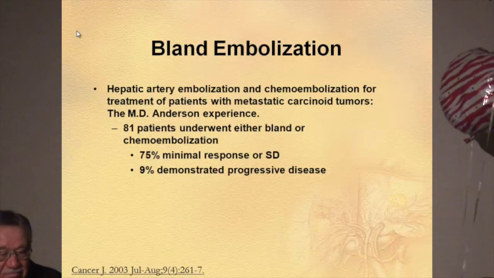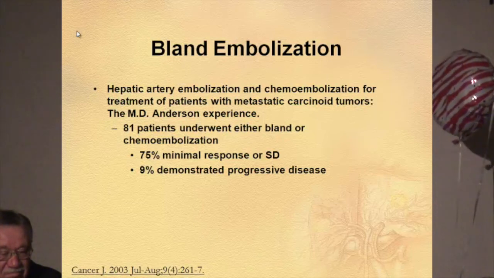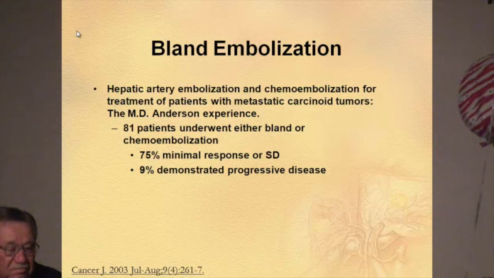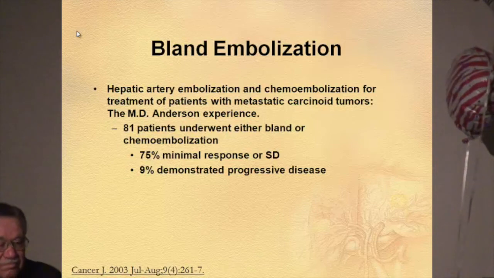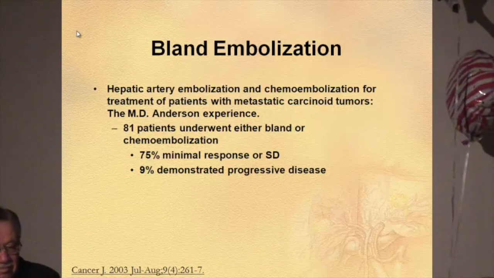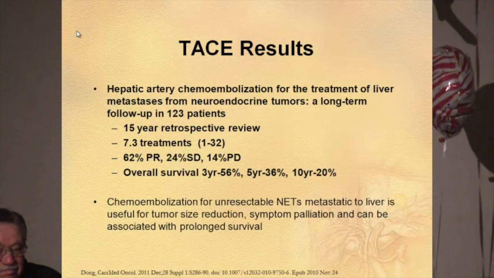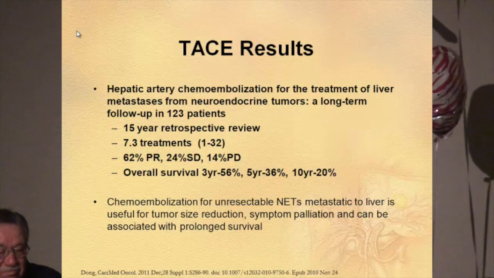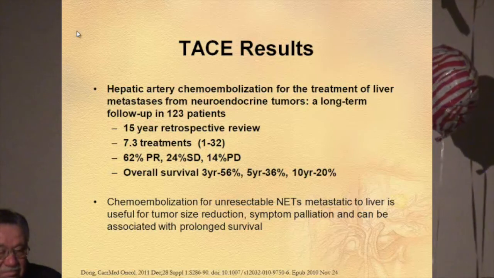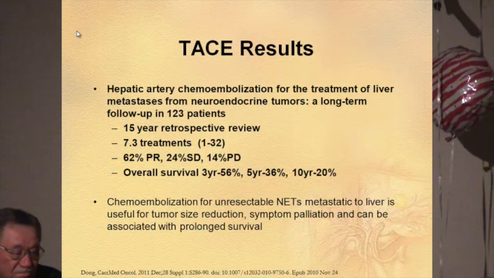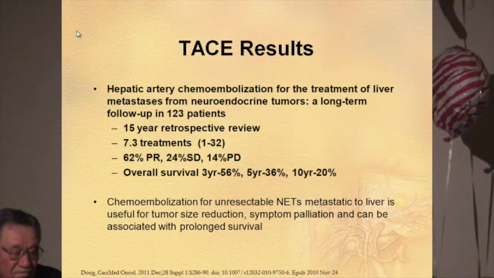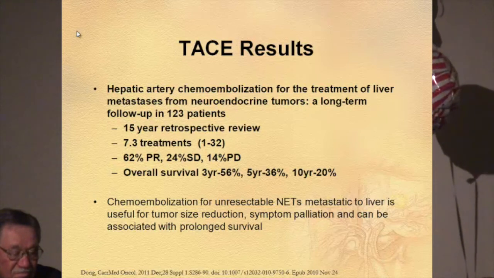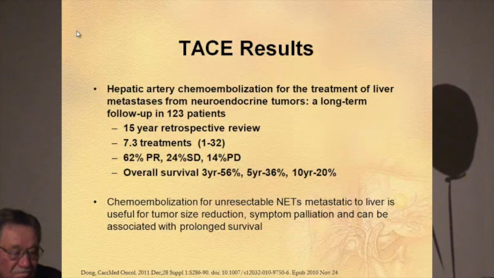This is one study early on, 2003, from MD Anderson, looking at 81 patients. There were only 9% of patients who actually demonstrated progressive disease in this patient cohort when they were treated with either bland embolization or chemoembolization. This is a recent paper that came out of Pittsburgh within the last year or so, and it was 15-year follow-up. So by far, it's the longest follow-up on neuroendocrine cancer patients.